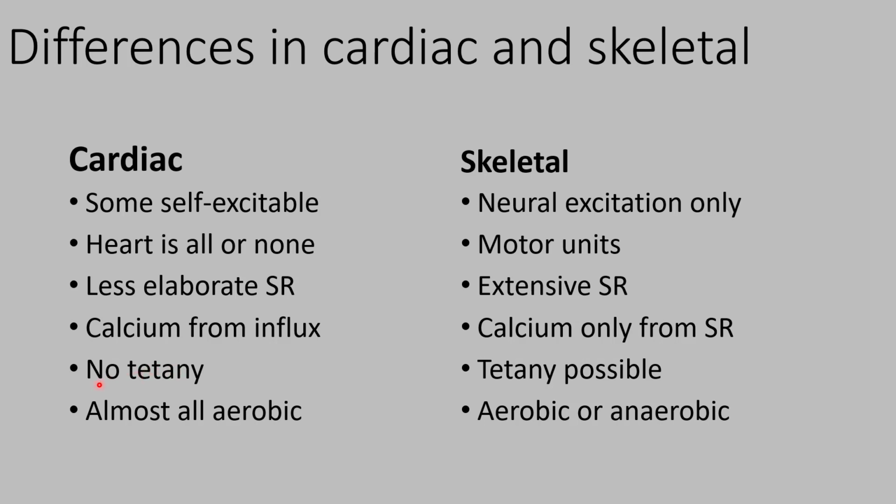And lastly, cardiac muscle is almost entirely aerobic, meaning it needs oxygen. Skeletal muscle, we could have aerobic or anaerobic, without oxygen. So in states where you're using more oxygen than you are supplying, skeletal muscle can withstand that. But cardiac muscle cannot. It uses a lot of oxygen because it is entirely aerobic.